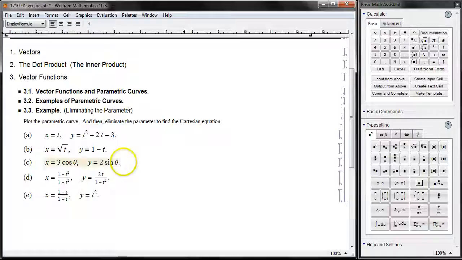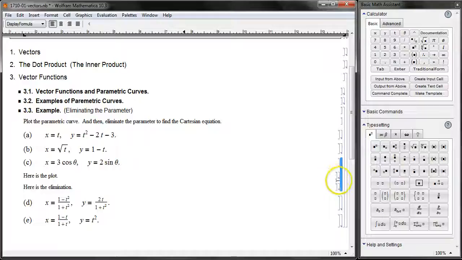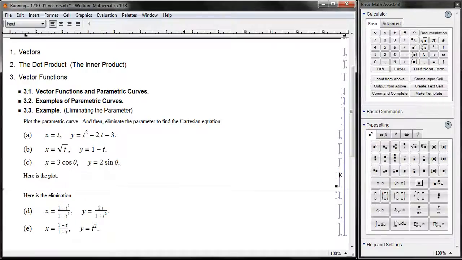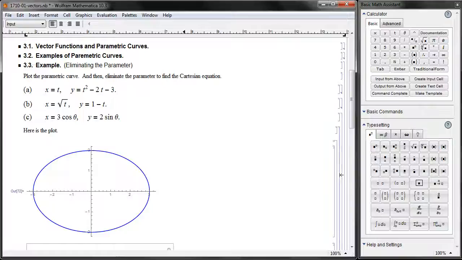Those two are too simple. Here's a bit better challenge. How do we do this? Is it possible for us to solve for theta and plug in? That's going to be pretty hard because you have to solve for theta, then you're going to get arc cosine over arc sine, and that's going to be a mess. There's a better way though. We can square them, and we can use cosine squared plus sine squared is equal to 1. What am I talking about? Oh, let me show you the plot first. It's going to be an ellipse.